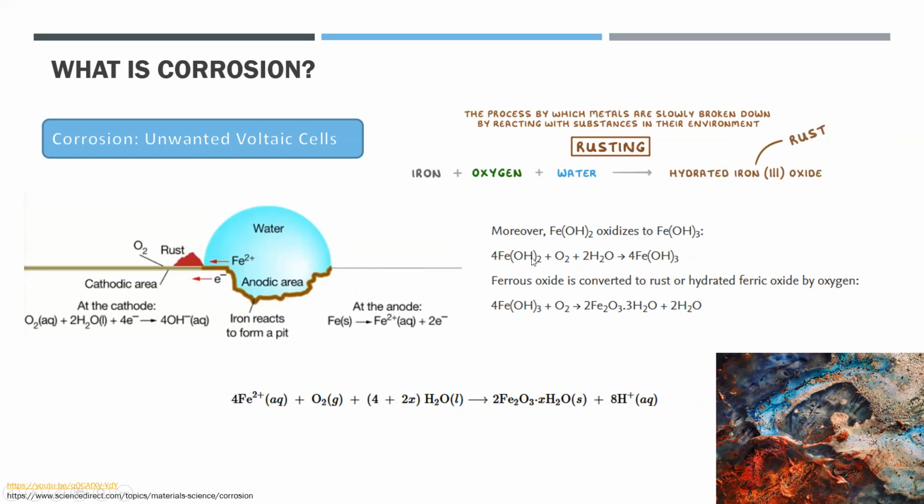Later, Fe(OH)2 forms with oxygen and water, and then with water again to form Fe2O3, which is a deep red powder called rust. Here we can see all the reaction equations of the rusting, of the corrosion.